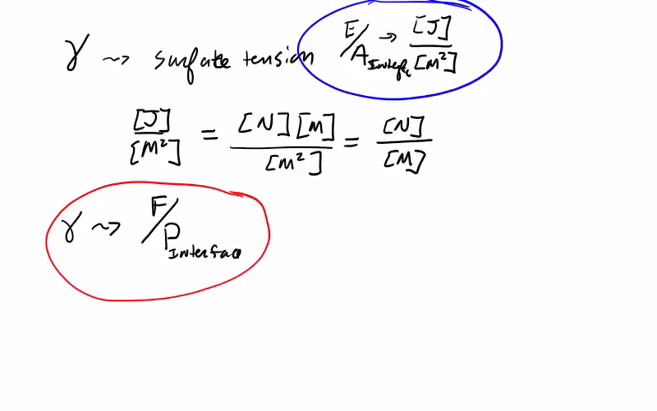So there are two important things. One, that surface tension can be thought of as an energy per unit area of the interface. And two, that surface tension can be thought of as a force per unit perimeter of the interface. And I'll talk again about what that means more. So this is a force per unit length or an energy per unit area. So there are some really important consequences of this.